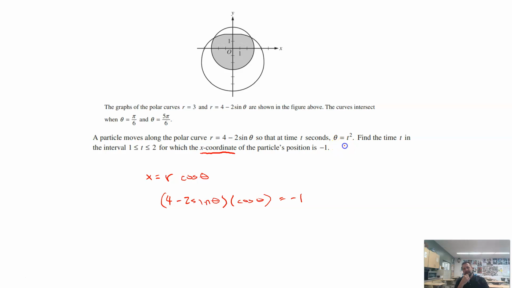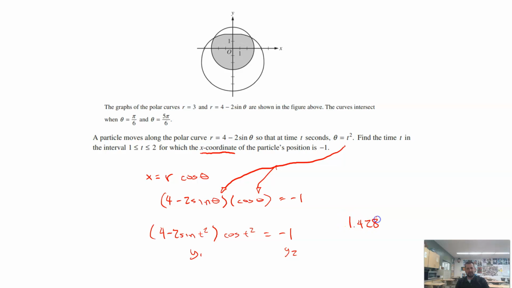So once I have this formula set up, I take my t squared and I put that in for both of the thetas here. I'm going to have 4 minus 2 sine of t squared times all of that multiplied by cosine of t squared. And I want to know when that's equal to -1. So I just graph this in y1 and y2, and I find out that those two graphs cross at 1.428 on the interval from 1 to 2. There are actually lots of other places they cross, but the place that I'm interested in between 1 and 2, I graph it on my calculator, is 1.428 or 1.427, depending on how you round. So that's your answer for letter B.